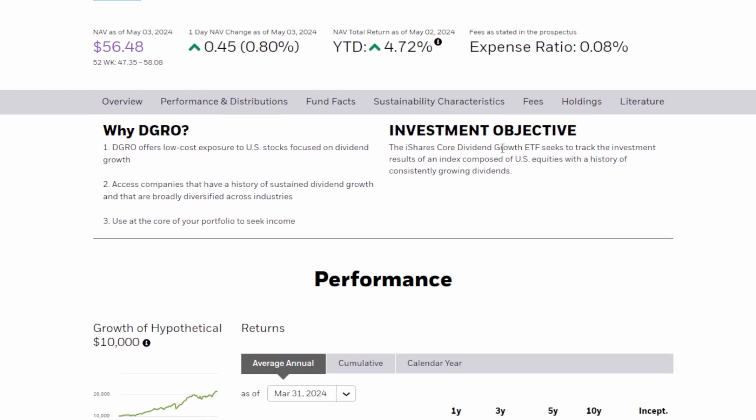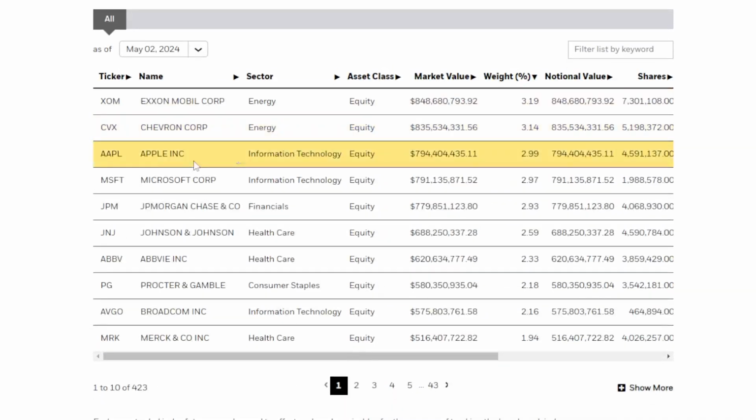Now, I also do think it's important to say that the holding list is something very, very important. And the fact that DGRO does have so much exposure to things like Apple, Microsoft, technology exposure, that is most likely, at least in my opinion, going to give this ETF much more growth potential. That is also something important to keep in mind if, again, you consider yourself more of a growth investor.